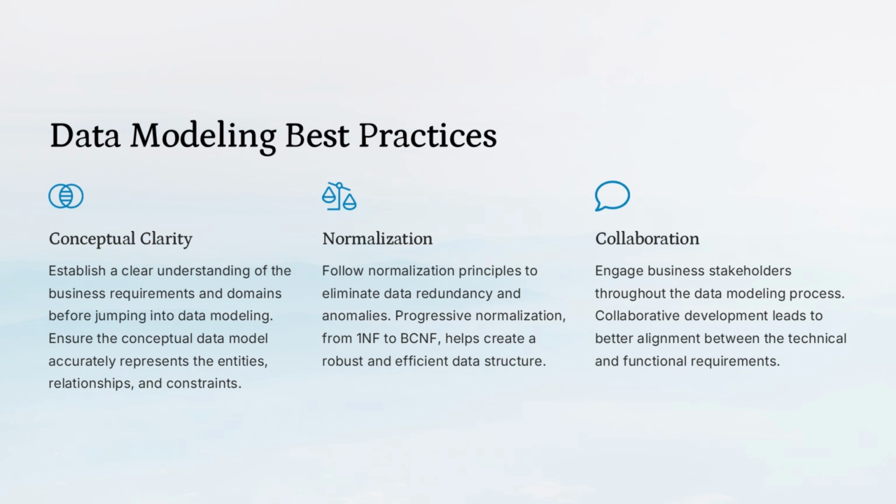Next, we discuss the value of following normalization principles. Progressive normalization from 1NF to BCNF helps eliminate data redundancy and anomalies, leading to a robust and efficient data structure. Finally, we stress the importance of collaboration throughout the data modeling process. Engaging business stakeholders leads to better alignment between technical and functional requirements. These 3 best practices, conceptual clarity, normalization, and collaboration, form a solid foundation for successful data modeling initiatives.